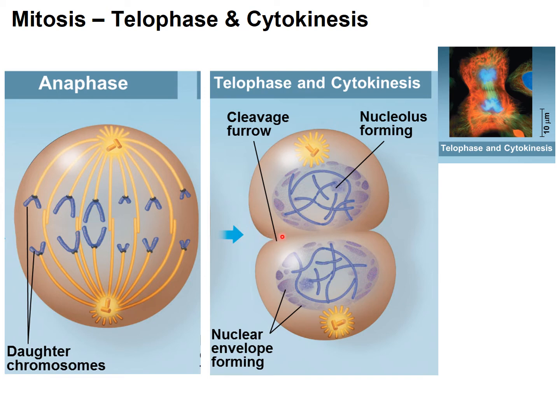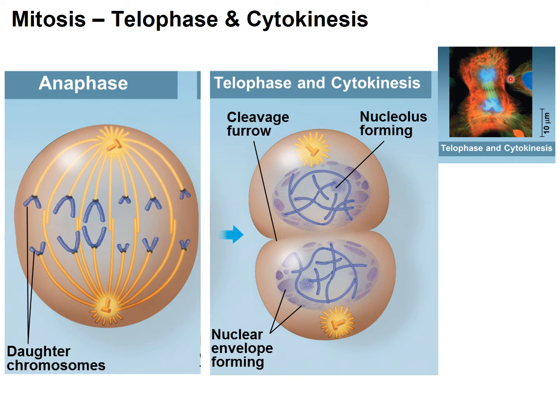A cleavage furrow forms by the constriction of part of the cytoskeleton, which we'll talk about in just a moment, and it pinches off the cells so that it'll end up two separate cells, each of them having only one centrosome and one nucleus and an equal amount of chromosomes.